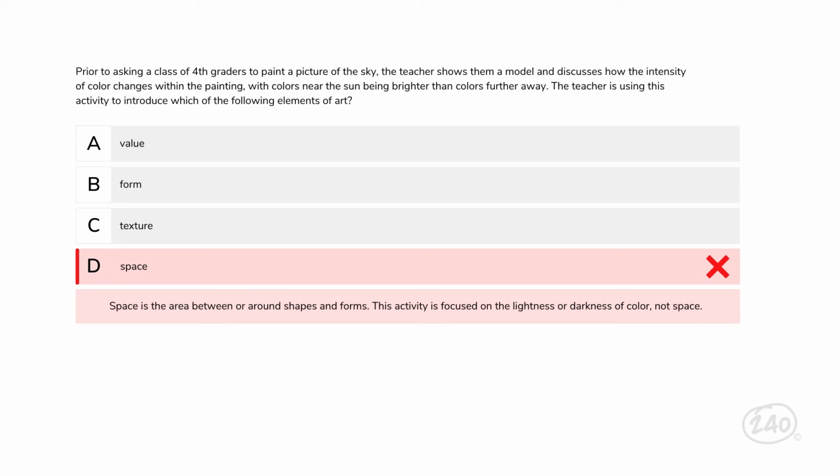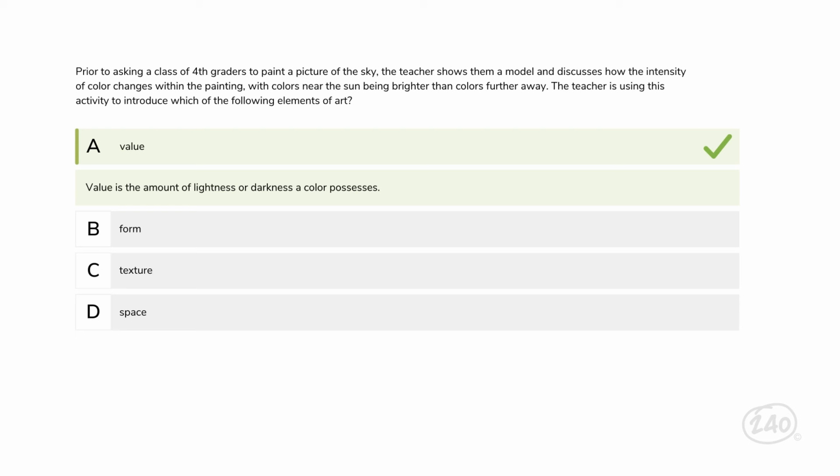But when I click on that as I'm working through my study guide, I see that it's not the best choice. The best part is, the answer feedback also helps me see why space is not correct. The answer is actually value, which is the amount of lightness or darkness a color has.